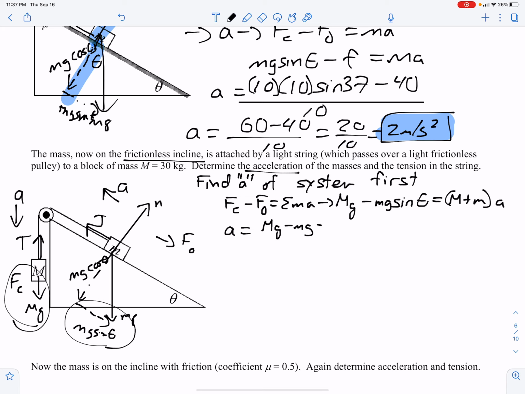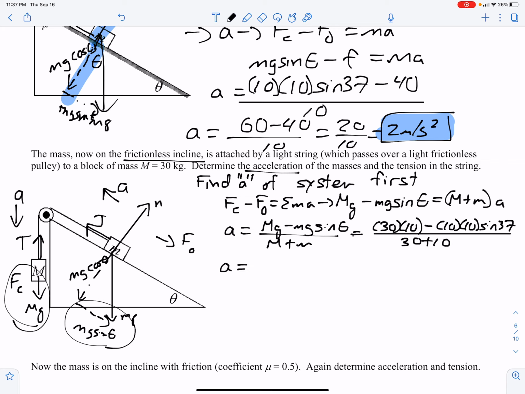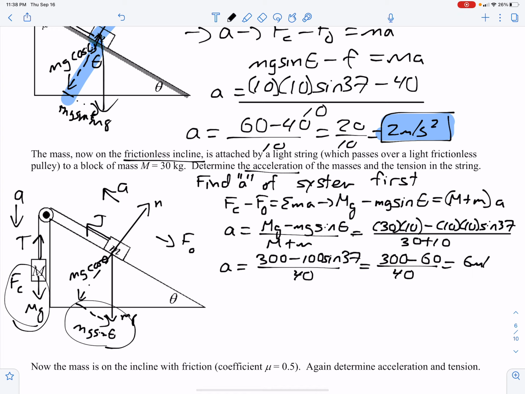So big mg minus little mg sine theta over big M plus little m. So big M was 30 times 10 minus a little m, remember little m was 10 already, times 10 for g times the sine of 37, all over 30 plus 10. The acceleration is going to be 300 minus 100 sine 37 over 40. So we have 300 minus, that would be 60, over 40. 300 minus 60 would be 240. And 240 over 40 would be 6 meters per second squared.